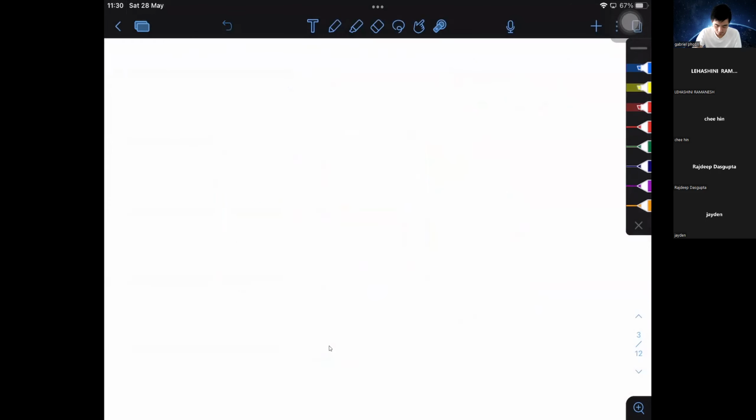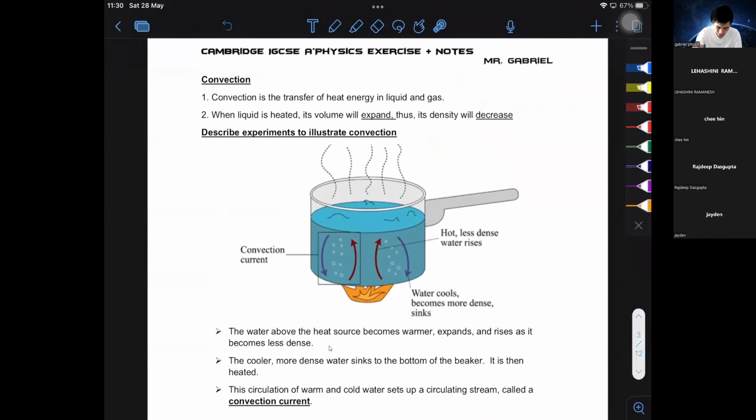So if there are no questions, moving on to this next part here. This is essentially what I've mentioned in a more structured format.